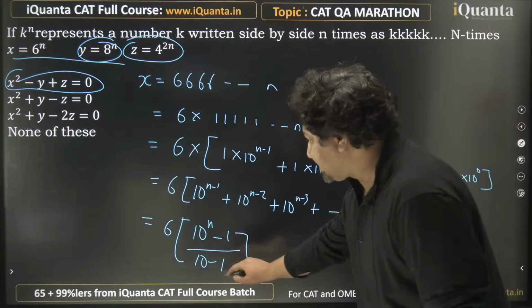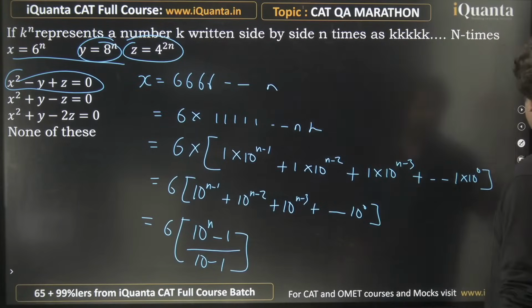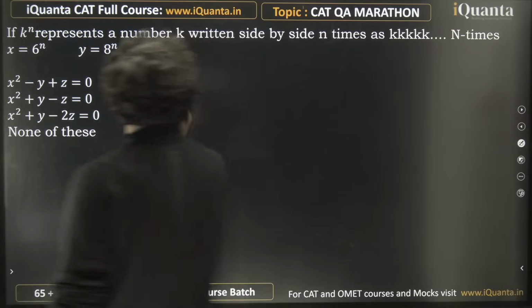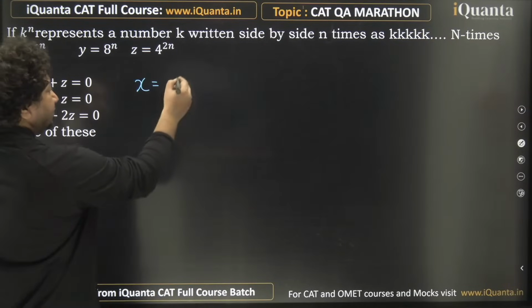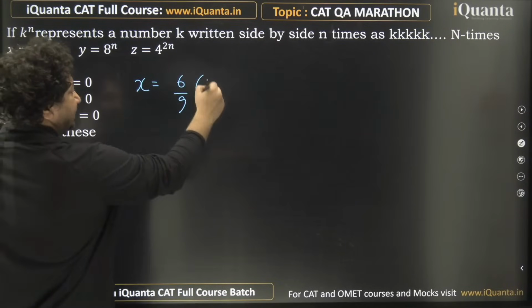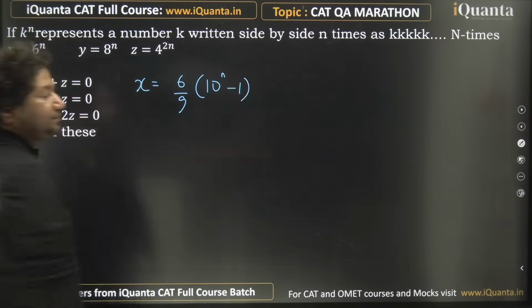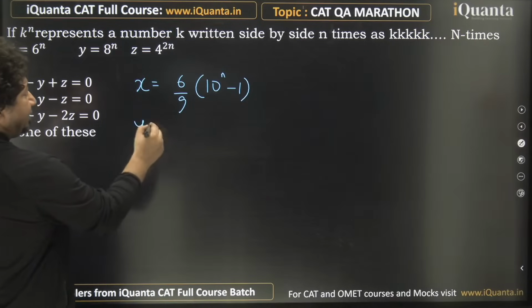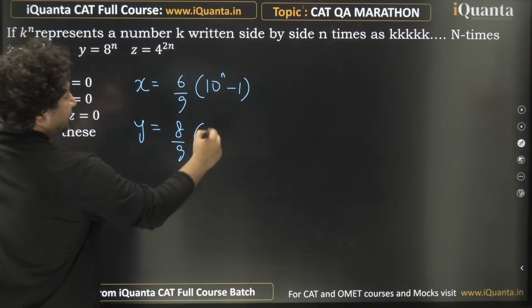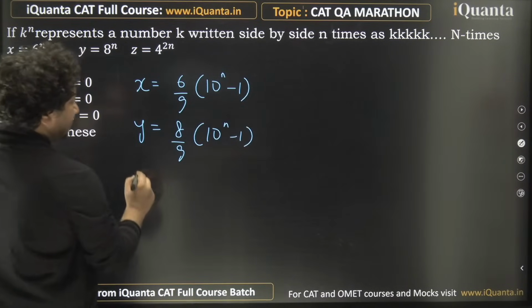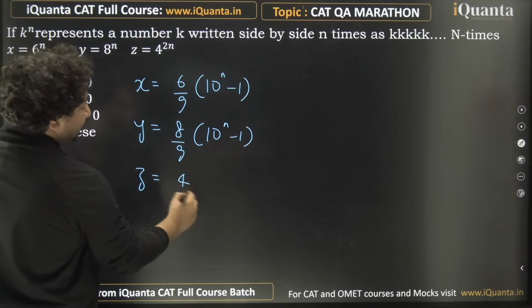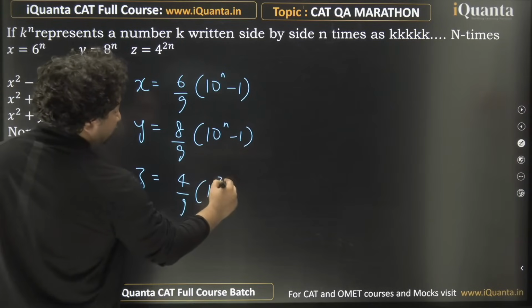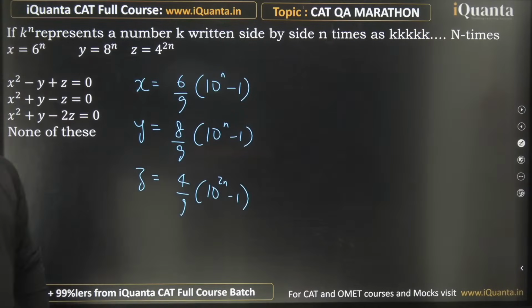And 10 minus 1 is 9. Take 9 common. So overall, what do I have now? The value of x will be equal to 6 upon 9 inside the bracket 10 to the power n minus 1. Cool enough? Similarly, the value of y will be 8 by 9 inside the bracket this, and the value of z will be 4 by 9 inside the bracket. I'll have 10 to the power 2n minus 1. Cool enough?